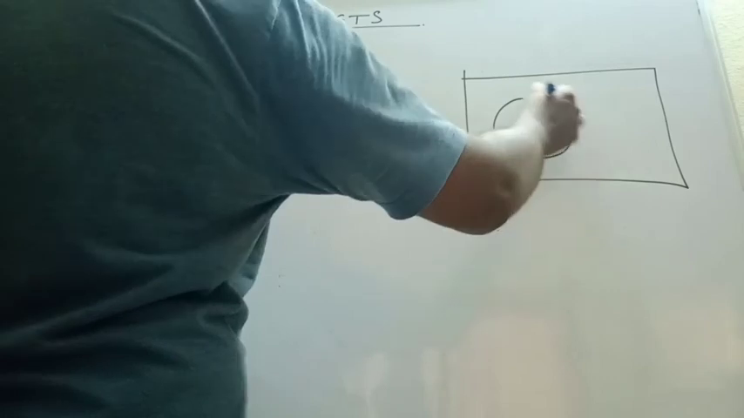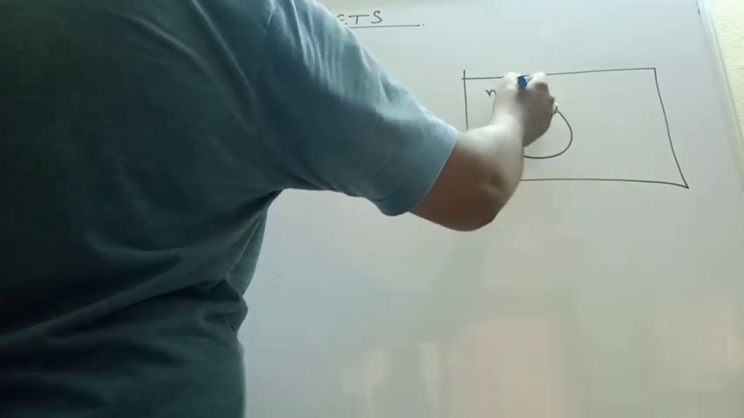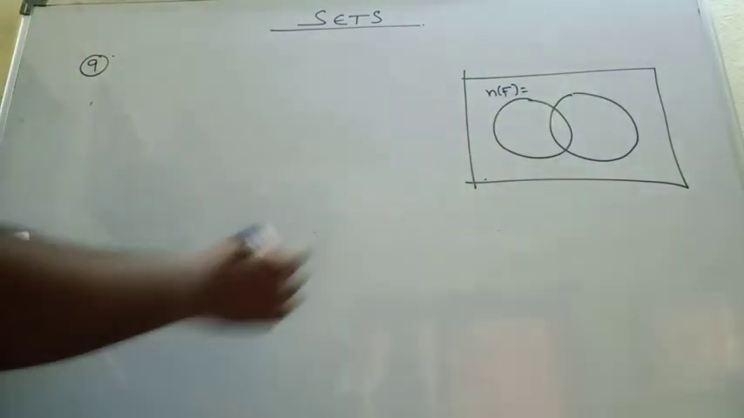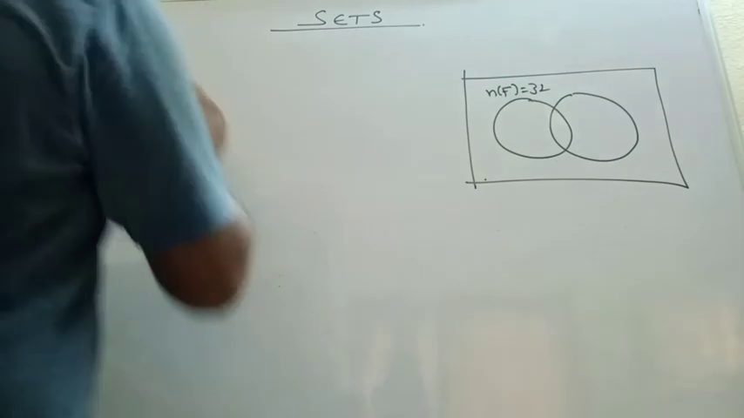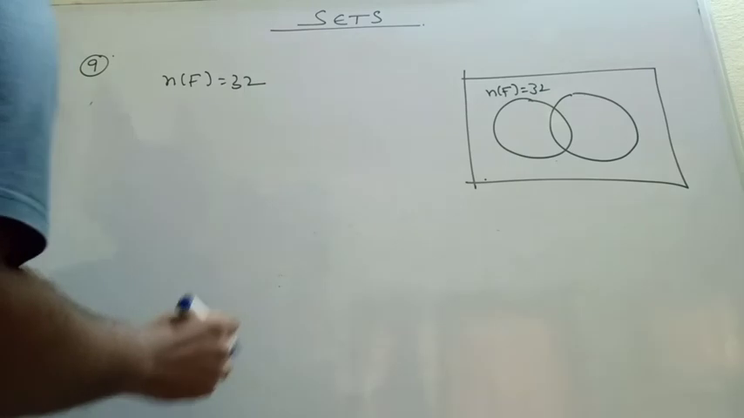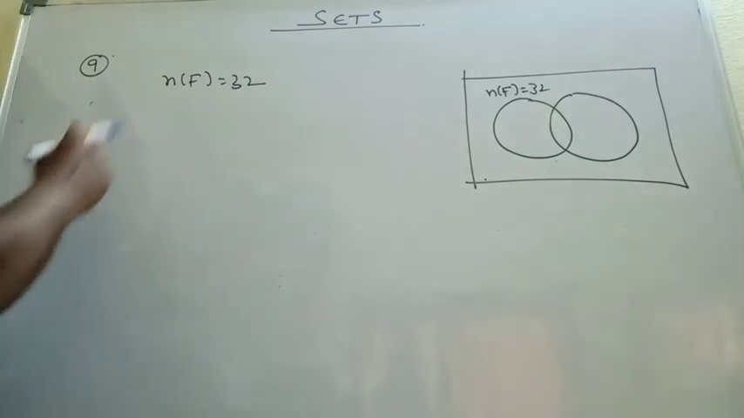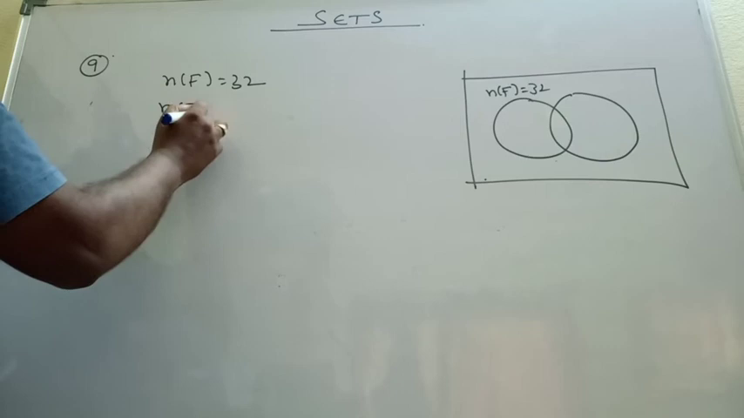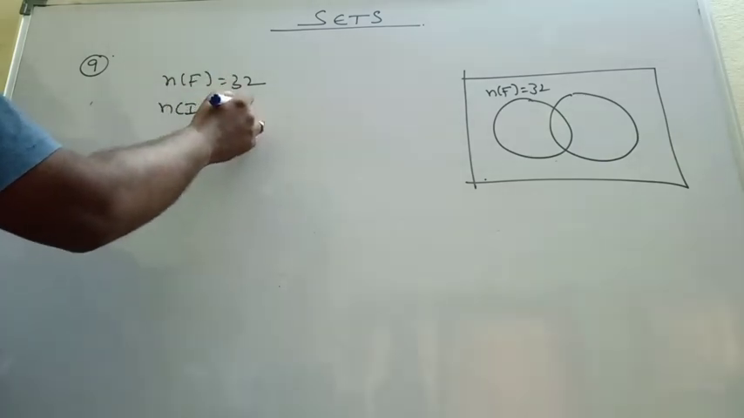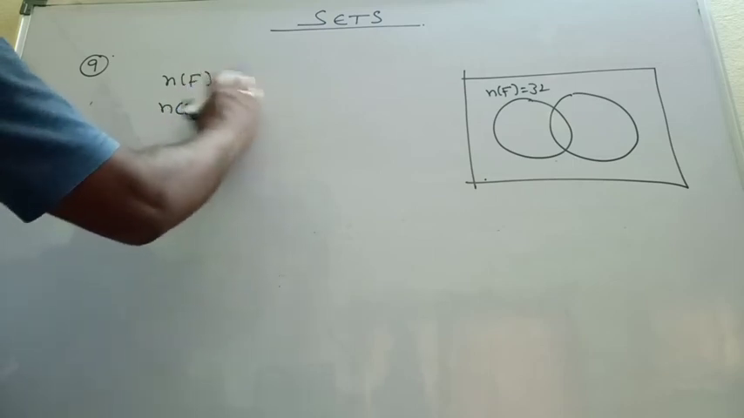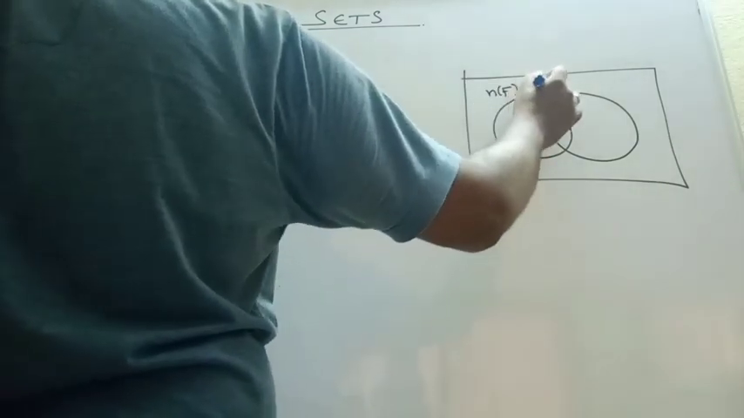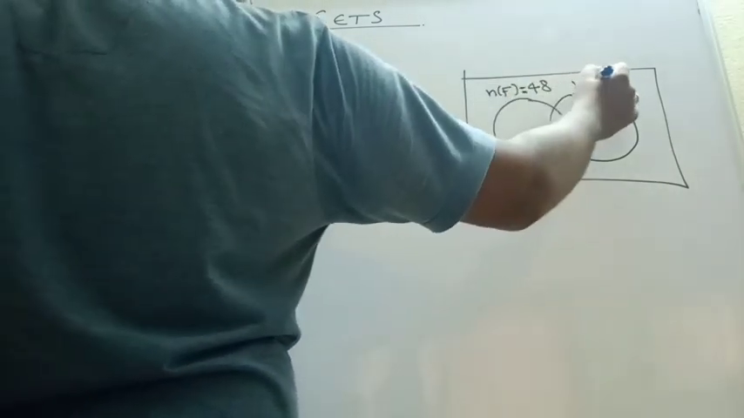This is Femina, N of F. N of F is equal to 48, the ladies who read magazine Femina. Next, India Today, N of I. India Today was read by 32 students like this. This is 48, this is 32. This is the information they have given here. N of I is equal to 32.